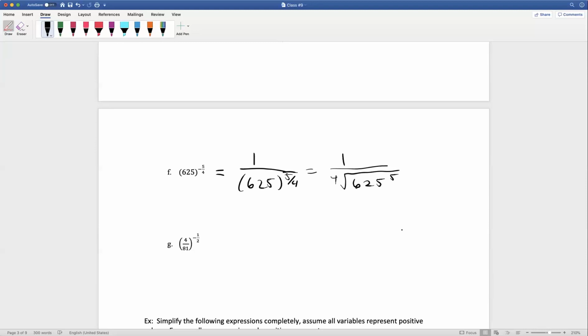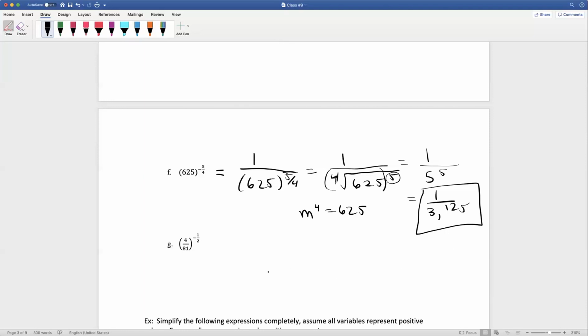If I try 625 to the 5th power on my calculator, it's a massive number. My calculator can't even handle it. So what I'm going to do first is take the 4th root of that number and then raise it to the 5th power. The 4th root of 625, or what number when we raise it to the 4th power gives us 625? That number is 5. And then when we take 5 and raise that to the 5th power, we get 3,125. So the answer to that one, simplified completely, is 1 over 3,125. And you need the 1 over because the exponent's negative.